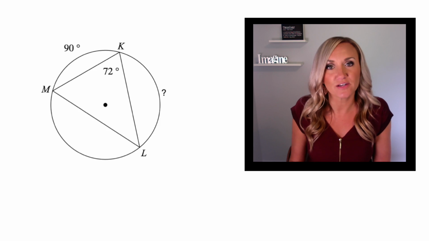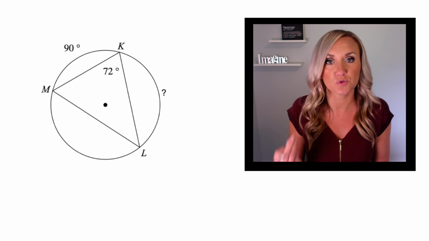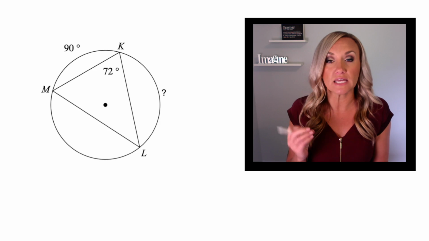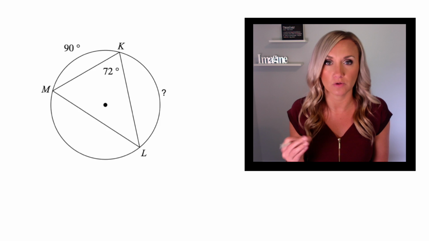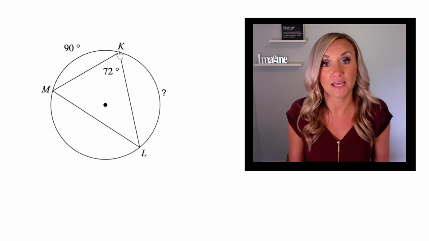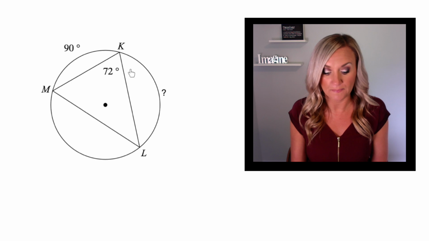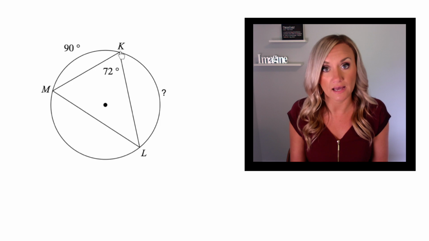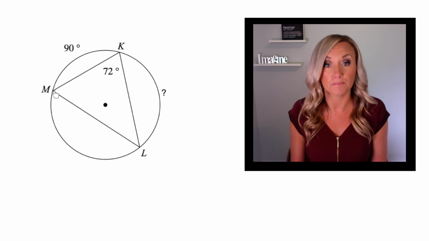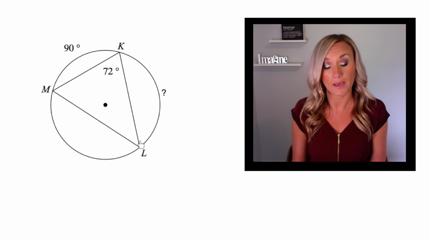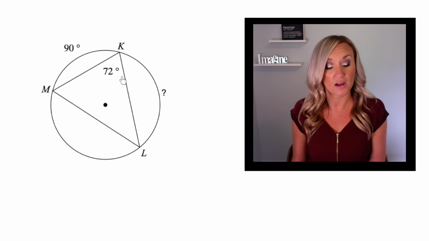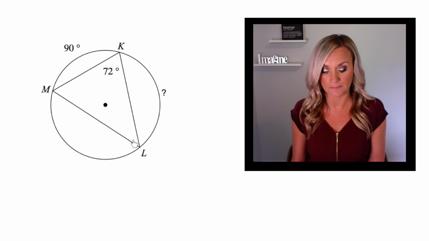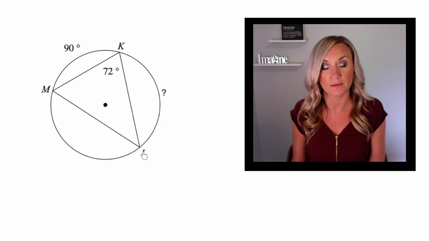All right, so let's take a look at this circle, and I want to talk to you about inscribed angles. An inscribed angle is where the vertex is on the circle. Let me show you what I mean. Take a look at K. This angle here, MKL, is an inscribed angle because the vertex is on the circle. Also, at M, this angle, KML, is also an inscribed angle. And also for L, this angle, KLM, is called an inscribed angle, right? Because its vertex is on the circle.